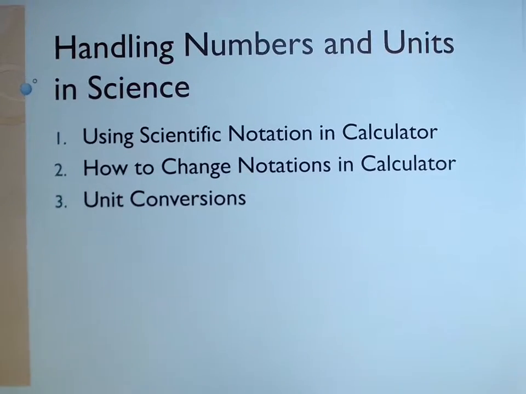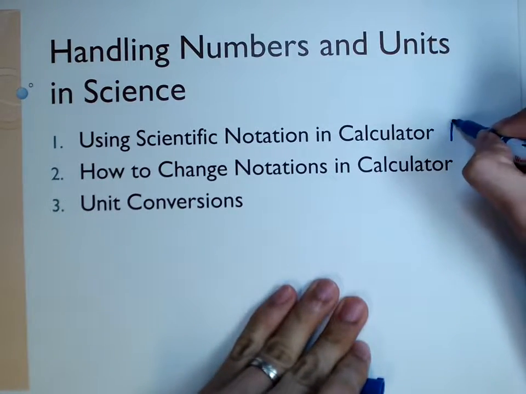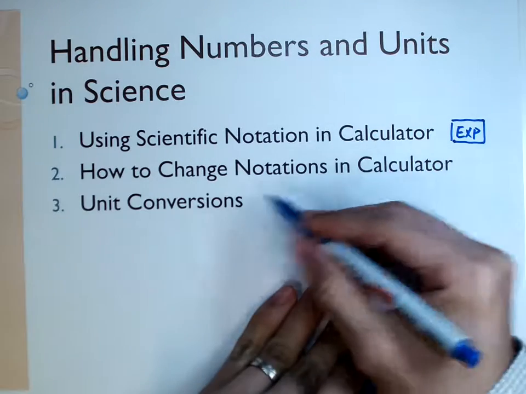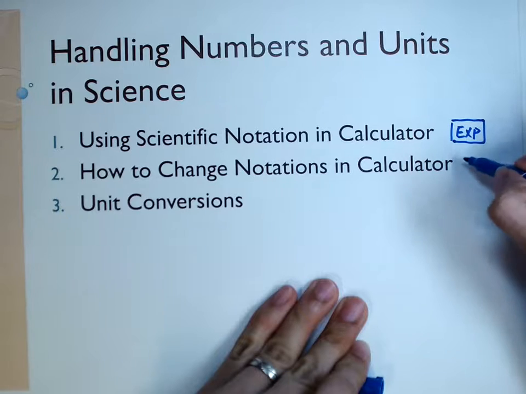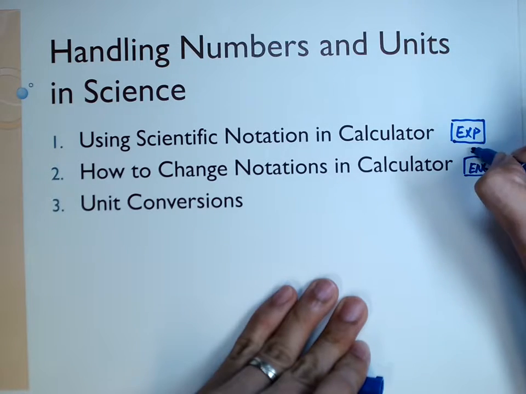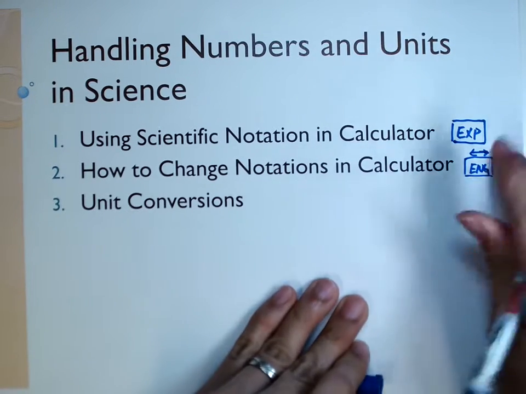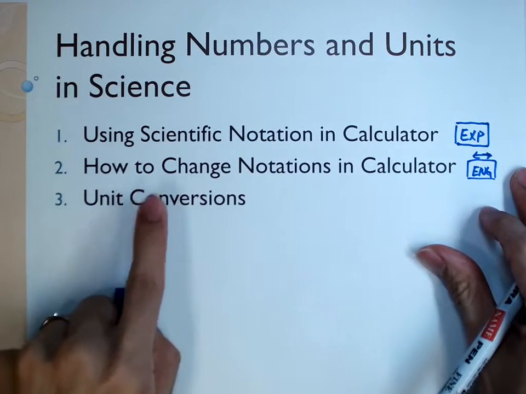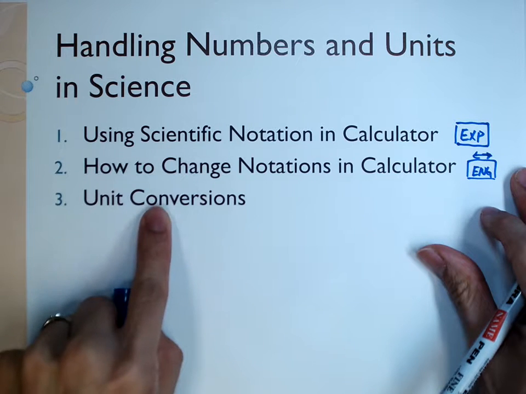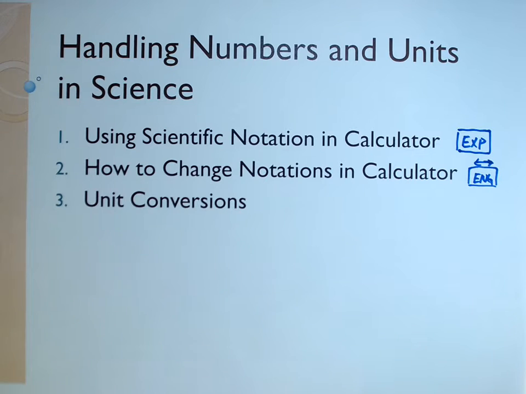So in conclusion, to use scientific notation in a calculator, you need this button, EXP. To change the notation in a calculator, you need this button, ENG, or Shift, Shift is in this direction. For the unit conversion, remember, the smaller the unit, the bigger the number, or the bigger the number, the smaller the unit. So that's the end of this tutorial.